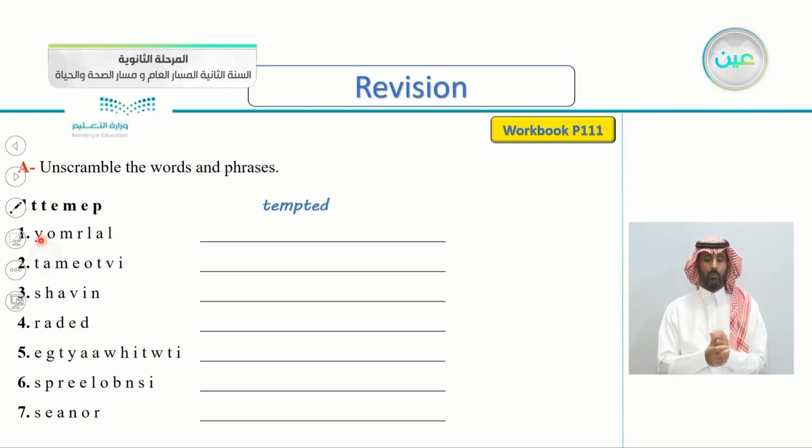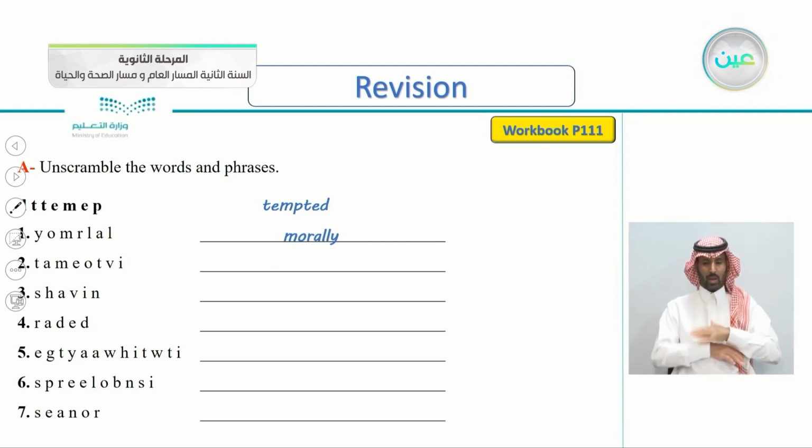So when you put these letters in the correct order, what's the correct word you get? Y-O-M-R-L-A-L. I will help you a little. It begins with the letter M. Okay, let's see the correct answer. It's the word morally. You remember from our previous lesson the word morals and ethics.